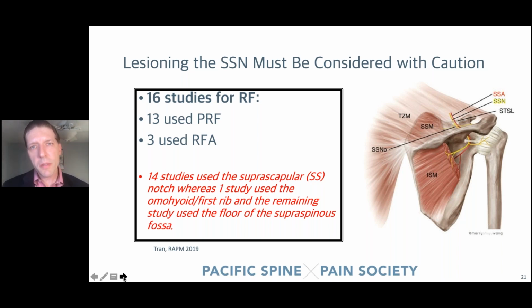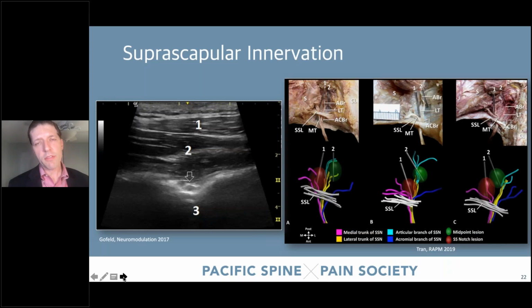But a lot of them have looked at just ablating the suprascapular nerve, and that's been purported to be responsible in upwards of 70% of innervation to the shoulder, to the capsule. But there are two other nerves that we'll talk about. Next slide. And this is what I would consider to be, of all the joints, the one that's evolving the quickest and really is the newest.